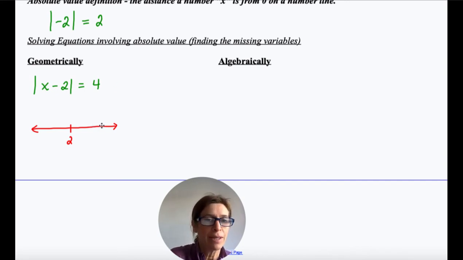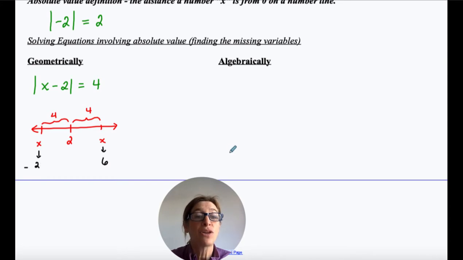So let's think about it. X 4 units could be here, but it could also be here. This distance is 4, and this distance is 4. So that means that geometrically x would have to be 6, and over here it would have to be, let's see, -2.